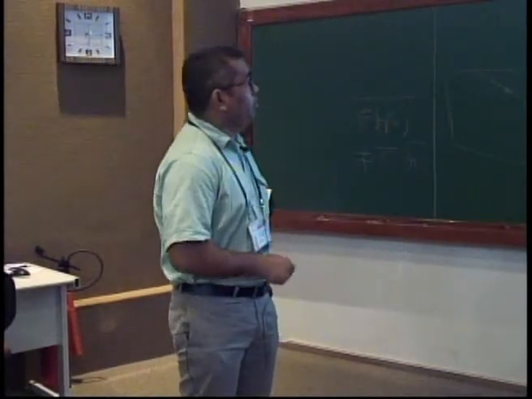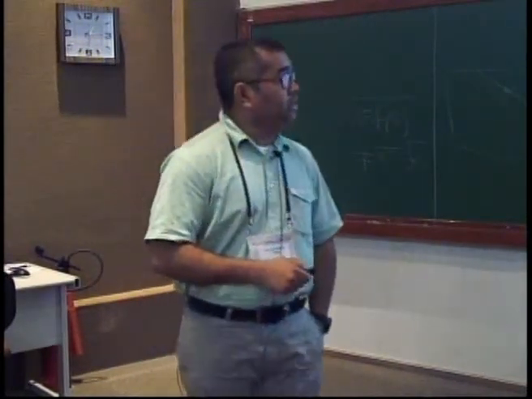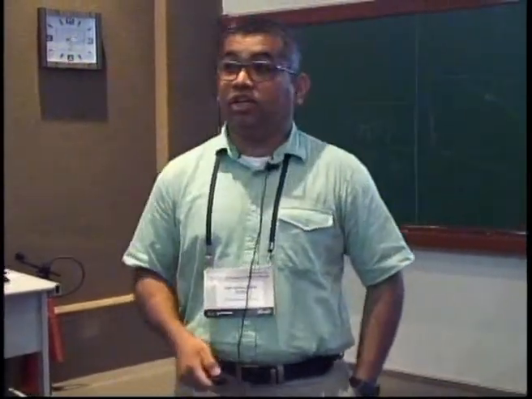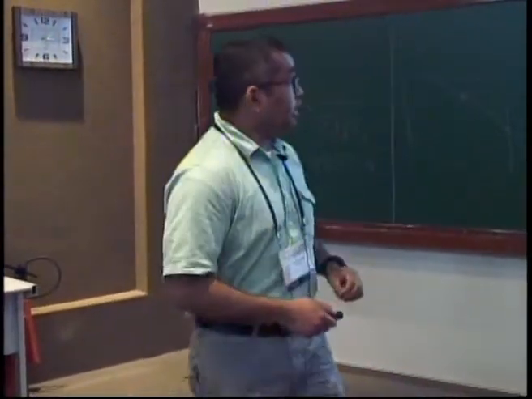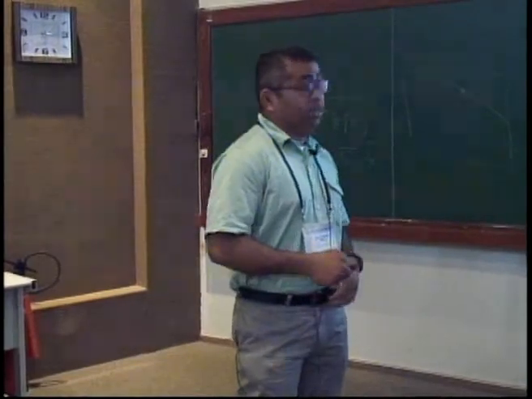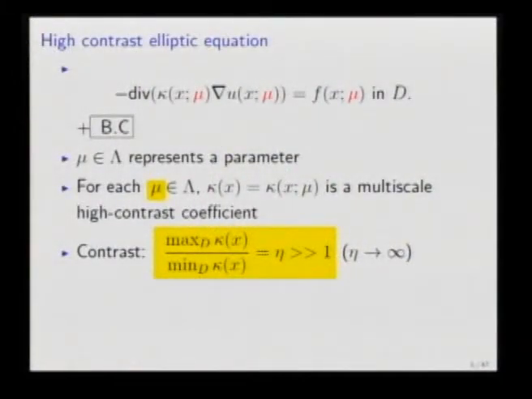So I have the equation plus boundary condition. The coefficient, the permeability, could be multiscale. It could have variations in several scales. In particular, it can have high contrast: two or more different values with a very high ratio of difference.